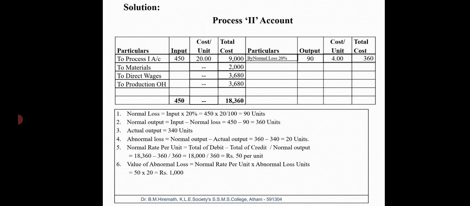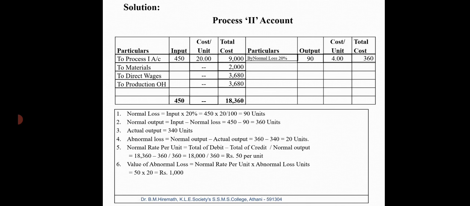Then let us calculate the normal output. Normal output is equal to input minus normal loss. Input to process 2 is 450 units. Then 20% of 450 is equal to 90 units. So 450 units minus 90 units is equal to 360 units is the normal output. But actual output, third one, actual output is 340 units.